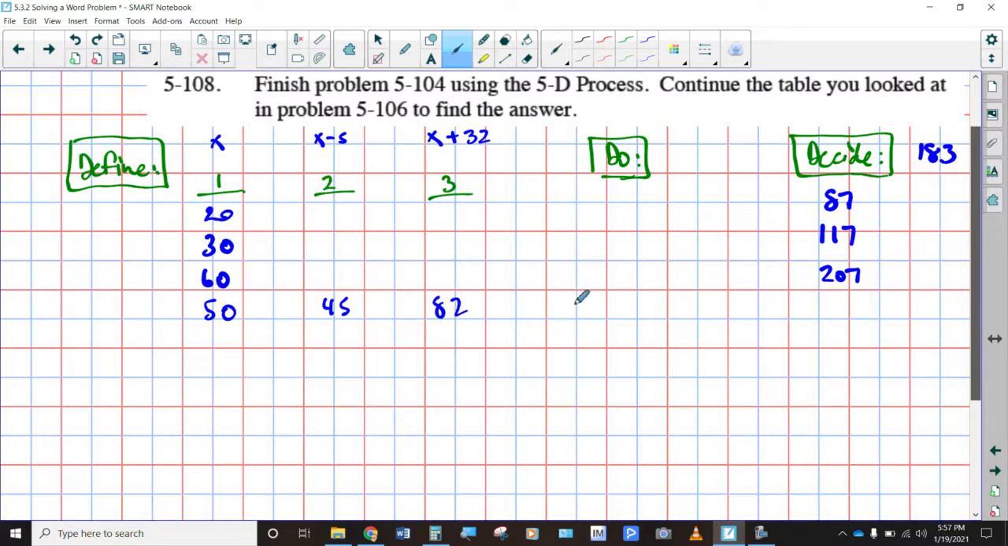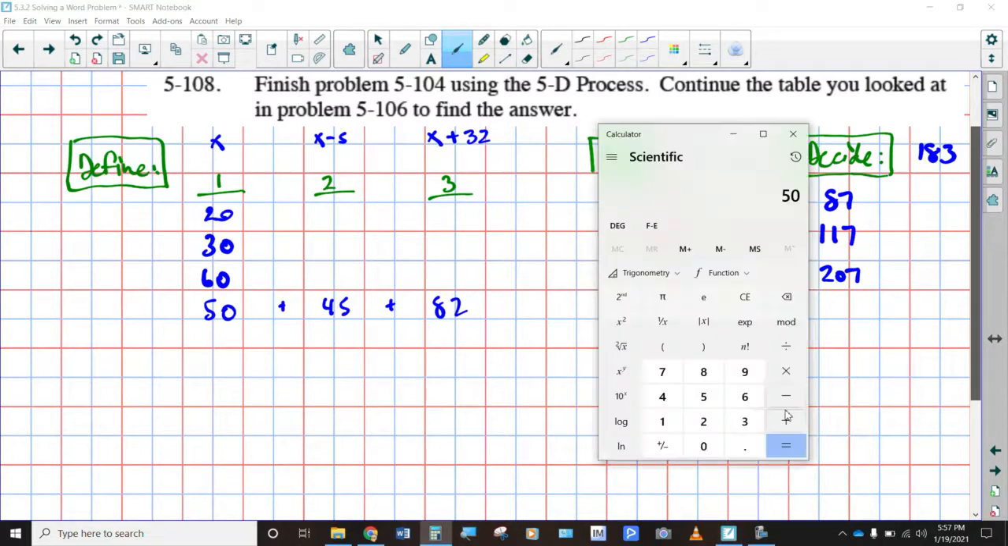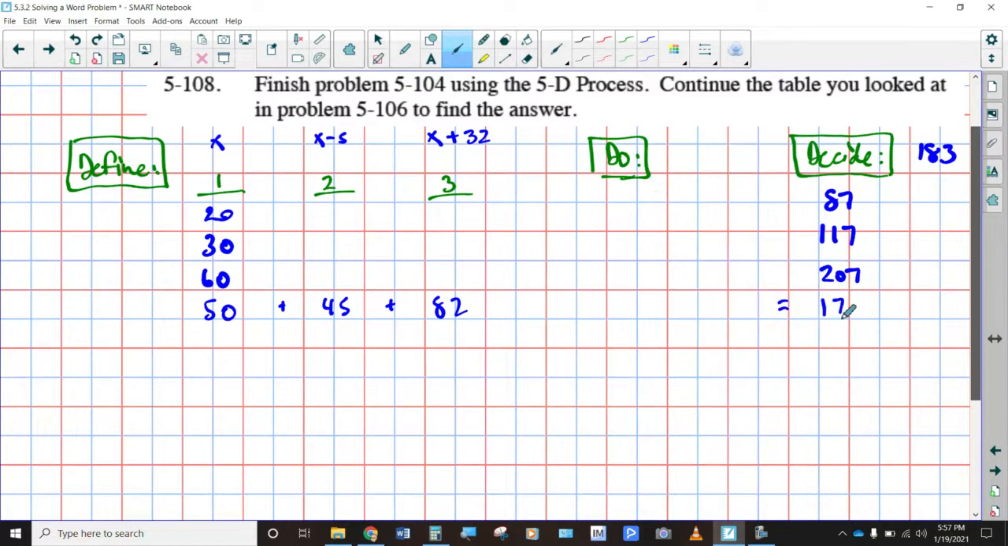So this will be my do section right here. Let's just add those together and see what we get. 50 plus 45 plus 82 gives us an answer of 177. That is still too low. It's really close. It's only 5 away. So let's go to 51. See if this gets us there.